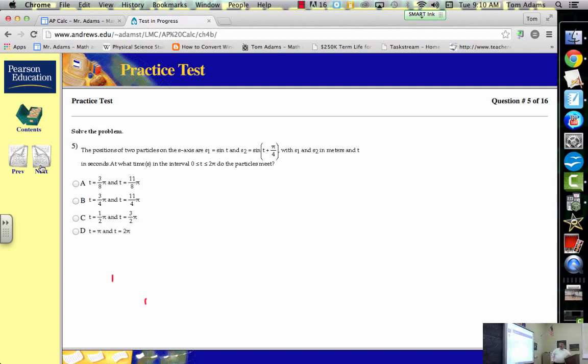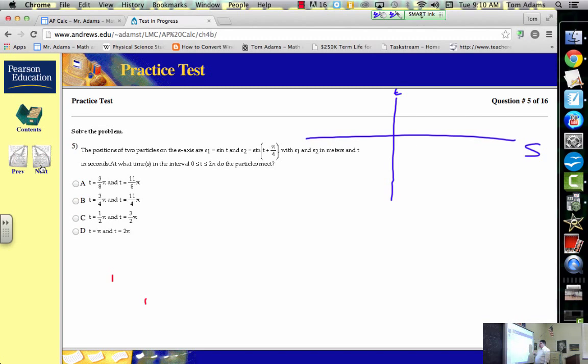Problem number 5 says the positions of two particles on the x-axis are given by a parametric equation. This is the x-axis, so it's a linear model: it doesn't go up or down, it's just left or right. If you wanted to, you could even write it this way, as really functions of time, where this is the x-axis and this is time.